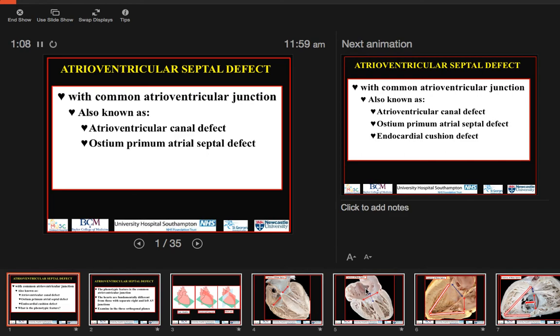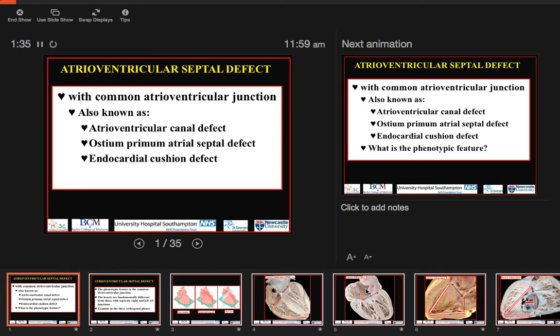It includes what many call an ostium primum atrial septal defect. And there lies the rub, because the ostium primum defect is not, in fact, an atrial septal defect. It too, as I will show you, is an atrioventricular septal defect. Now, in the past, it used to be called the endocardial cushion defect.